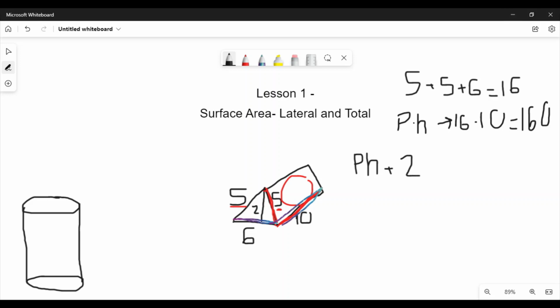So the formula for this is pH times 2b plus 2b. So you have the 160, which is the pH, and the 2b is the base of the triangle times 2. But once again, we don't need to divide it, since you're just going to divide it by 2 and multiply it by 2. So you can just skip that step and just do 6 times 2, which is 12. So 160 plus 12, 172. And you still end up with the same answer as before.